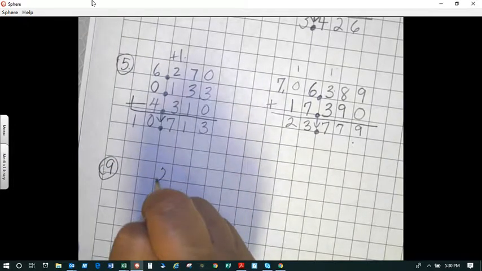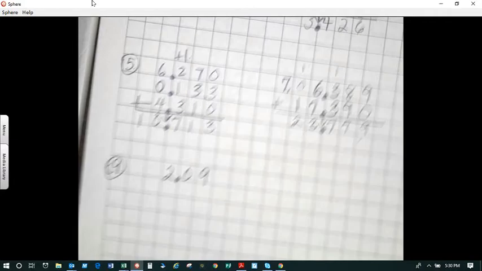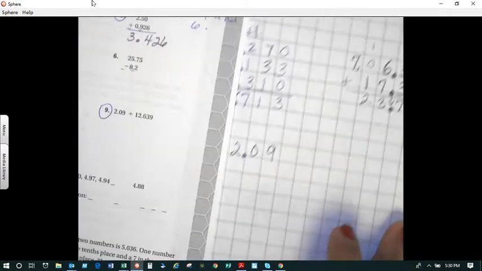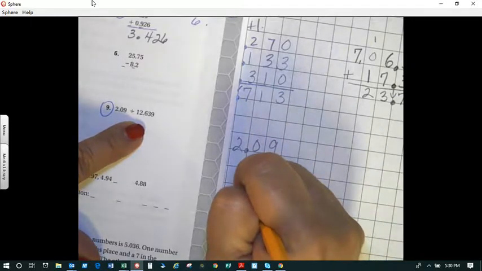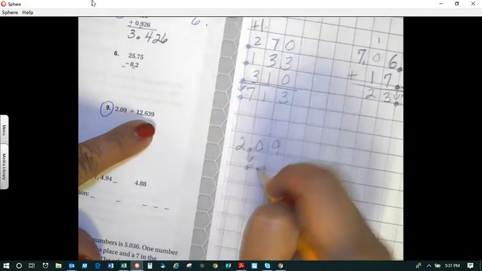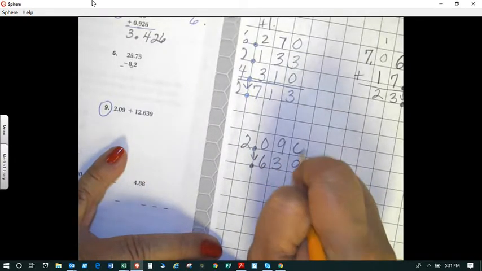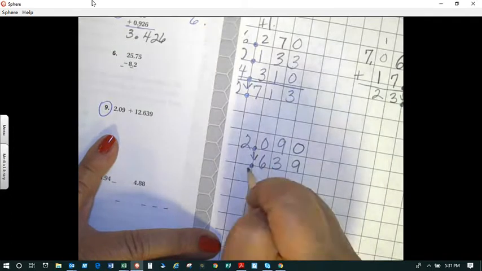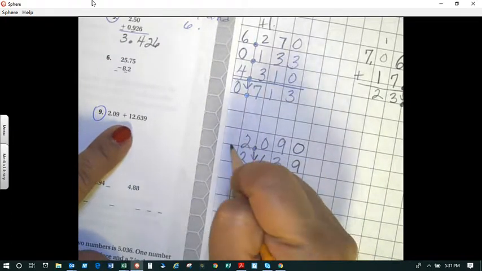Number 9, again, I'm going to line up my decimals. So I'm going to have my 2 and 9 hundredths. Okay, now I want you to take a look at what we've got here. Lining up my decimal. So I'm going to put my decimal here so I can make sure I put everything in the correct spot. This is 639 thousandths. 0 is my hero. To the right of it, I have 12. That is 2 in the ones place, and 1 is in the tens place.